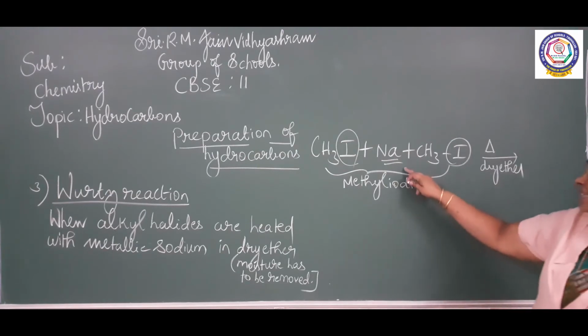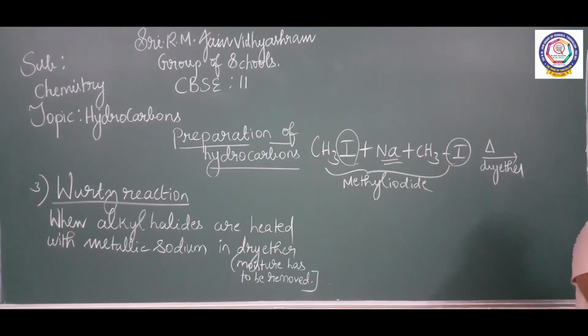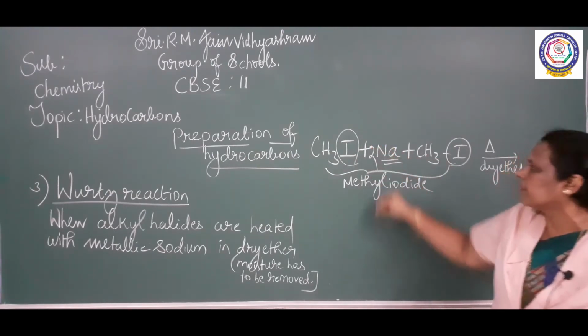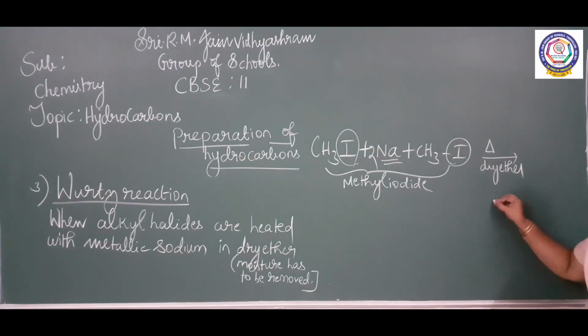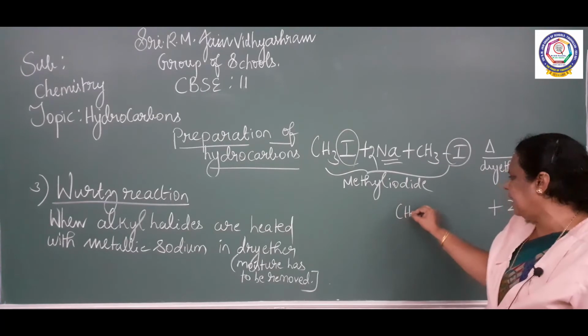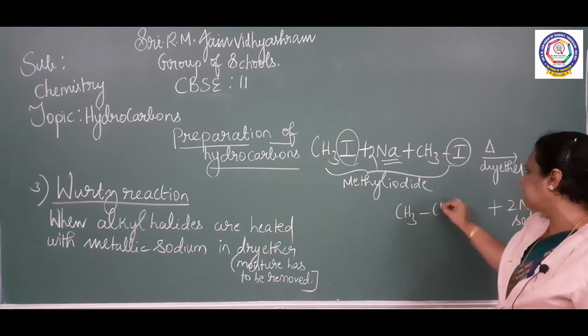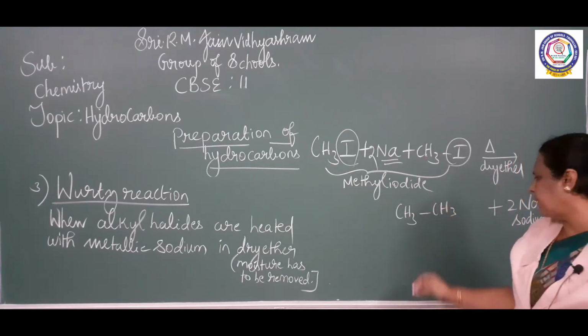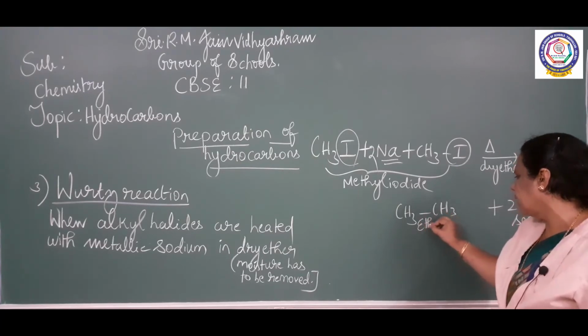It is not balanced here. There are two iodine, so there have to be two sodium. You put two here. So what will happen? You will be getting 2NaI. What is 2NaI? Sodium iodide. So what is remaining? You join these two: CH3 single bond CH3. So what is that? You will be getting ethane.